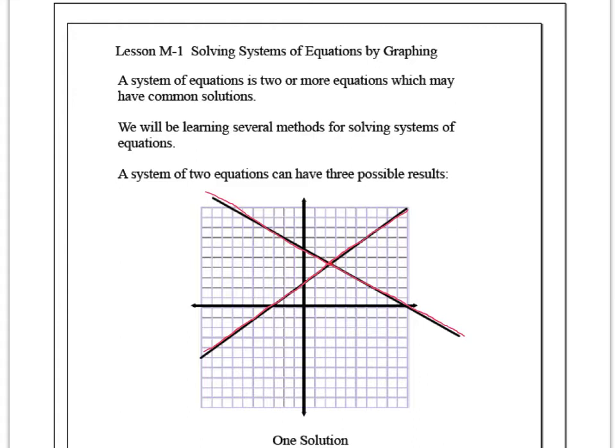With this, you're going to have a variety of possible answers. In this case, they cross in one spot, so it's said to have one solution. If you wanted to give the exact solution, you would have to figure out the coordinate points, and you would list that one solution as a coordinate point.